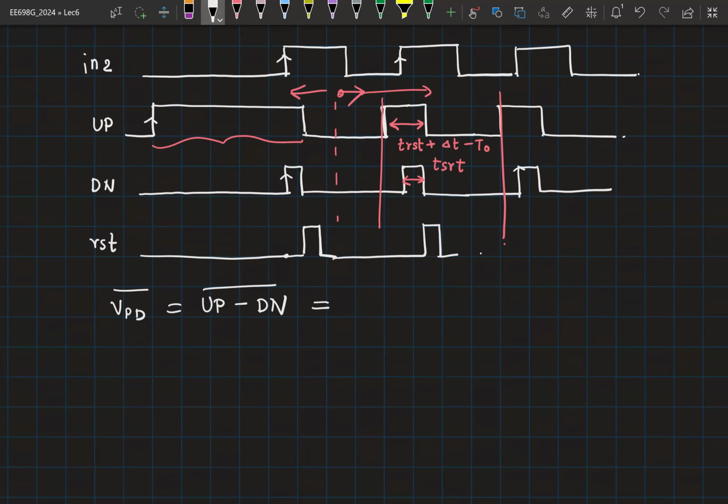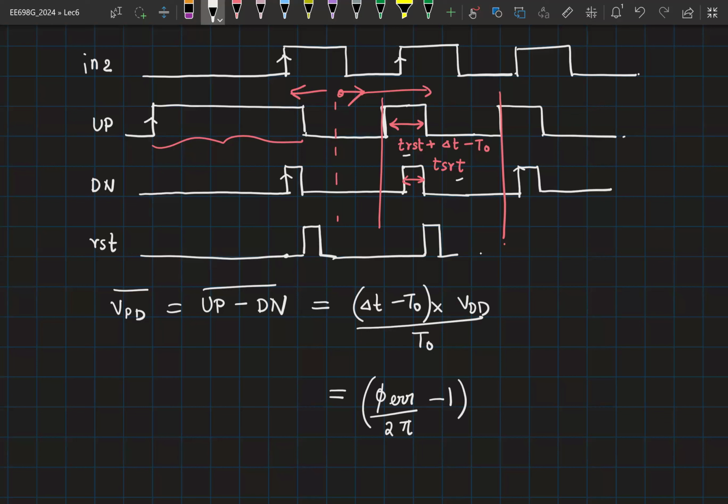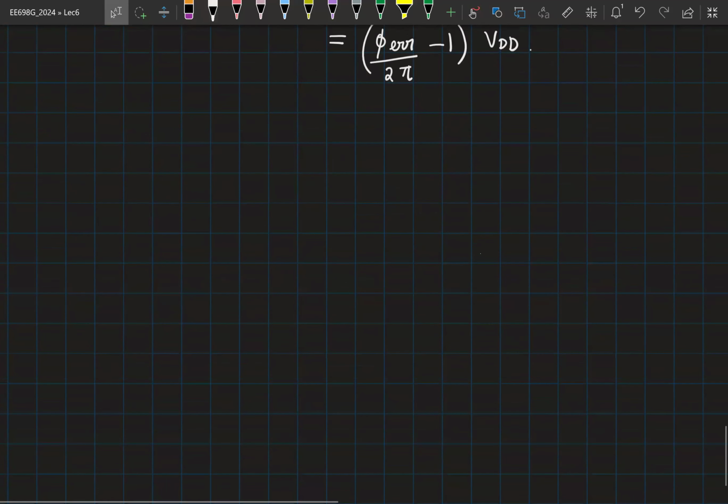So then the up minus down average, again, T reset is present in both up and down. Therefore, the expression is going to be delta T minus T naught into VDD divided by T naught. So this gives you phase error by 2 pi minus 1, into VDD. Right? So looks like beyond 2 pi, the expression is changing. So now let us plot the VPD average versus phase error.